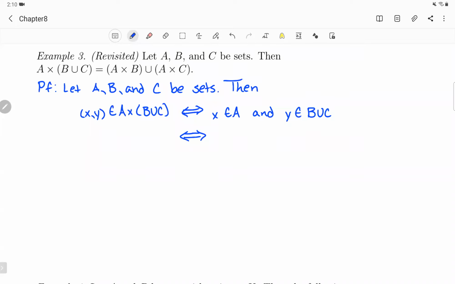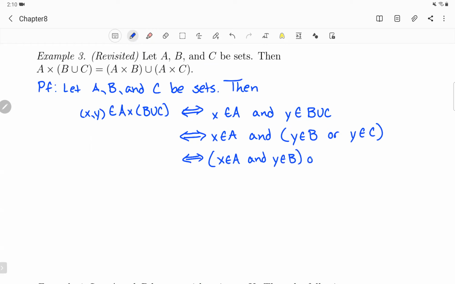But what does it mean to be in the union? You're in one or the other. So x is in A and (y is in B or y is in C), if and only if, that's the same thing as x is in A and y is in B, or x is in A and y is in C.